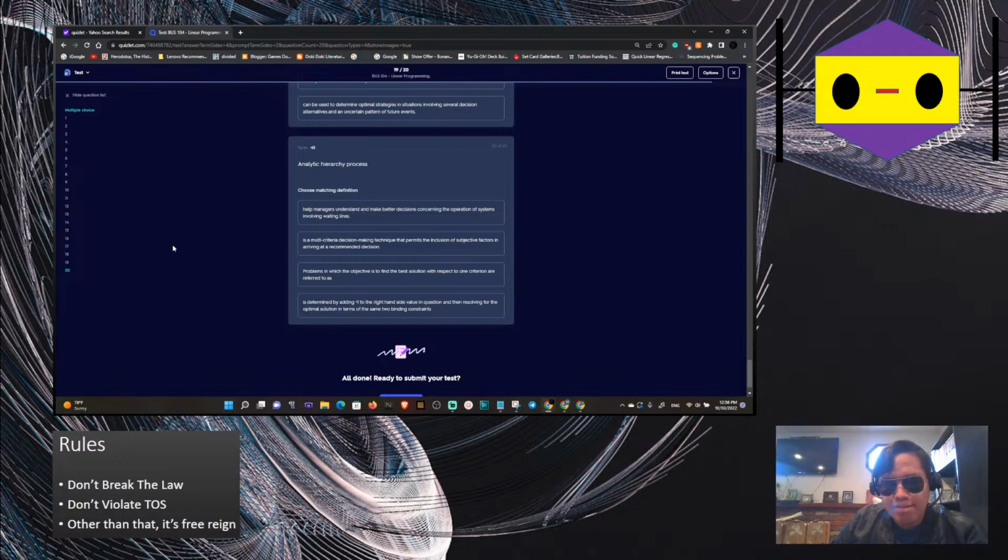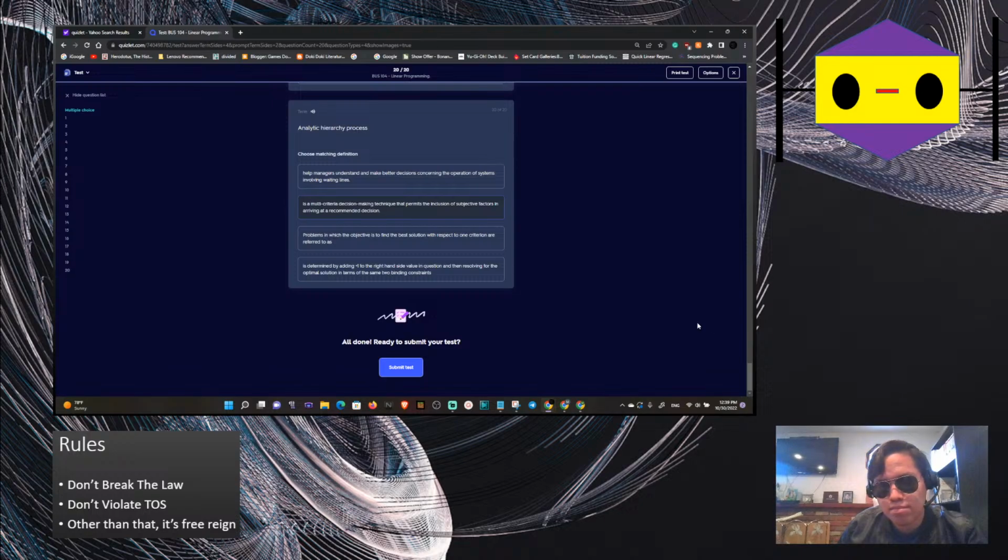It's determined by adding plus one. No, that's shadow price. The other one is single criterion, and arriving at a recommended decision. I'm gonna go with B. What about you? Yeah, B is what we picked earlier. Yeah, let's go with that.